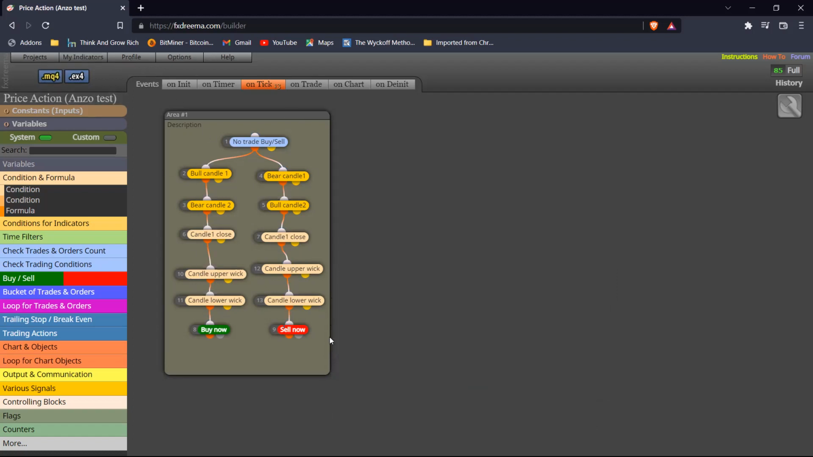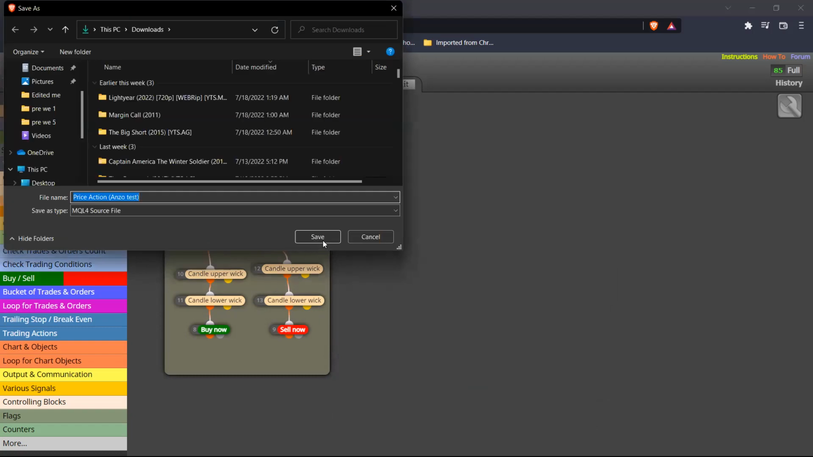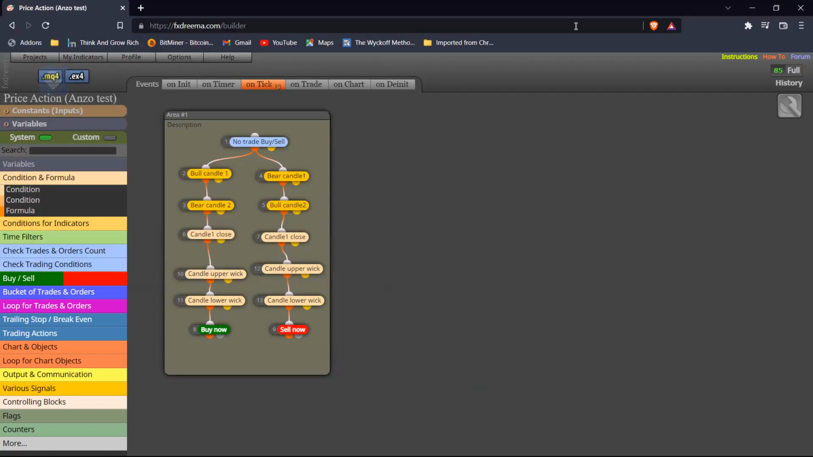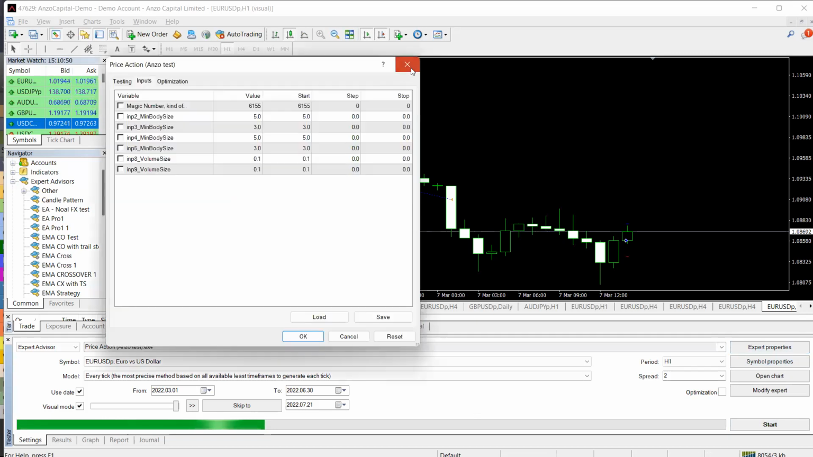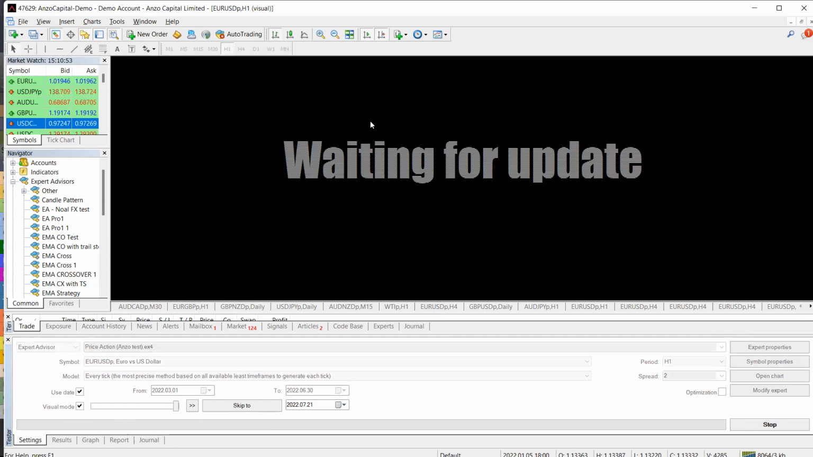We'll download our project again, save it, and let me load up the empty file so we can run it as well. Okay, so I have loaded the new EA that we built, which is taking into consideration the wicks of the candle. And what we want to do now is see that it is taking that into account, okay? So we've loaded it up, and we'll just check that everything is in order. And then we'll start the back test.